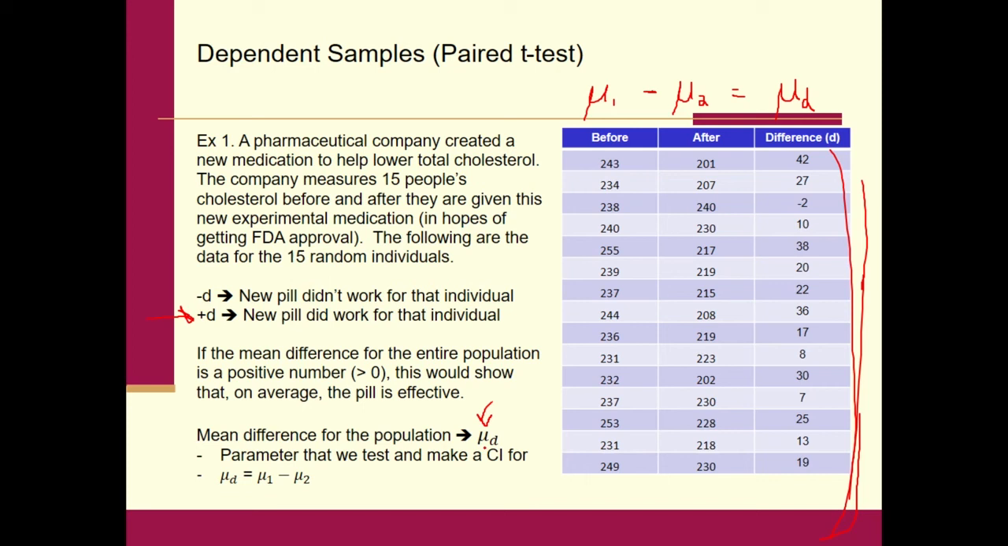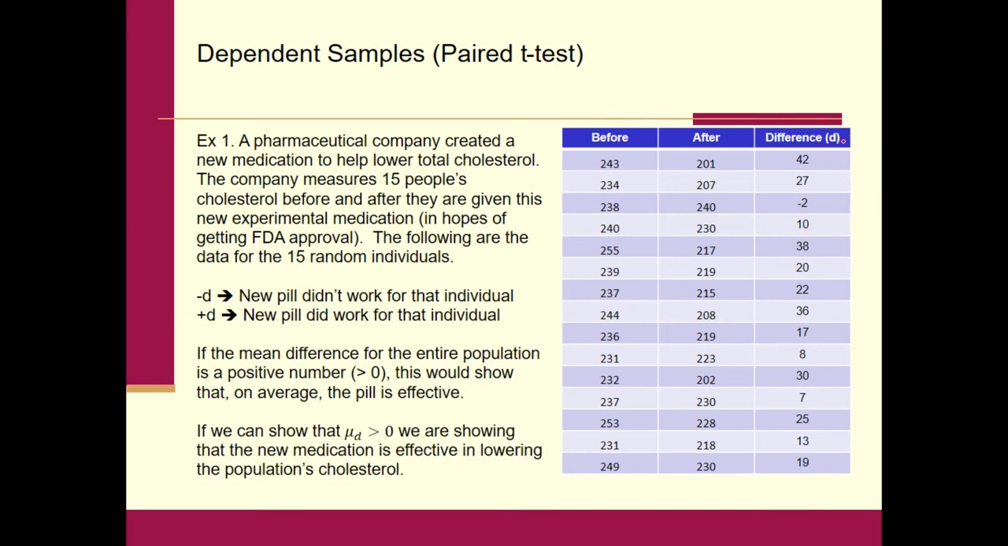So when I say that D is the new random variable, the entire analysis is going to be based upon the D's, all right? But it'll effectively compare mu1 versus mu2, and I'll show you how. So if we can show that mu sub D is greater than 0, we are showing that the new medication is effective in lowering the population's cholesterol on average. Okay, we're not saying for each individual, but on average, the pill was effective in lowering cholesterol.